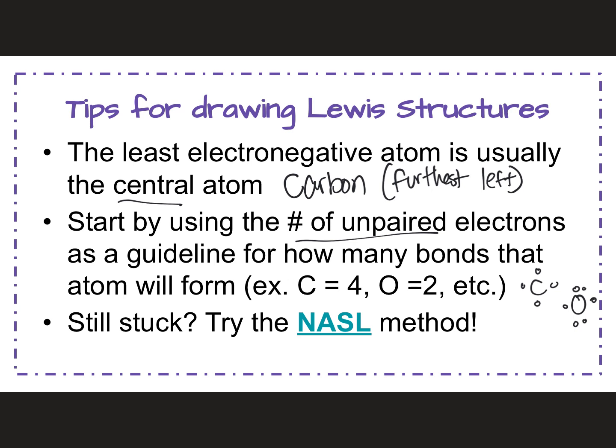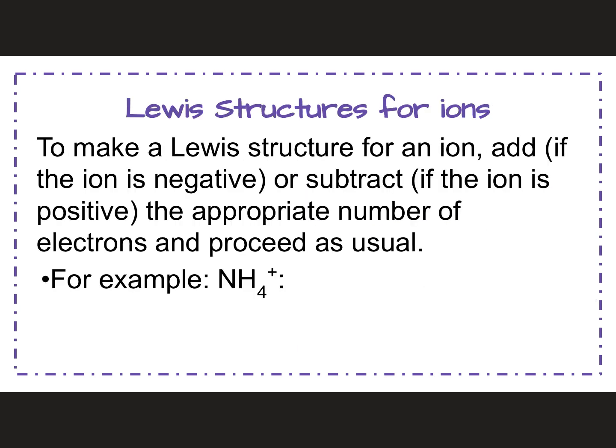If you're still stuck and having trouble figuring these out after doing a couple practice problems, go ahead and check out the nasal method. You should be able to find this on Google, and it's also linked in our Unit 2 resources page. We also need to make sure to talk about ions. To make a Lewis structure for an ion, you're going to add an electron if the ion is negative, or subtract an electron if the ion is positive, based on the charge, and you're going to take away the appropriate number of electrons.